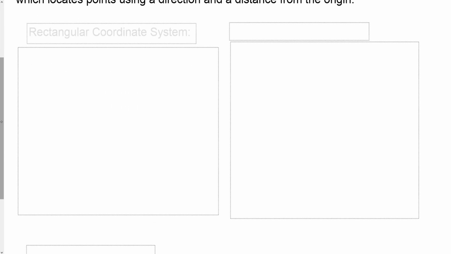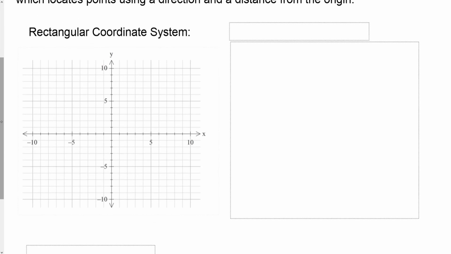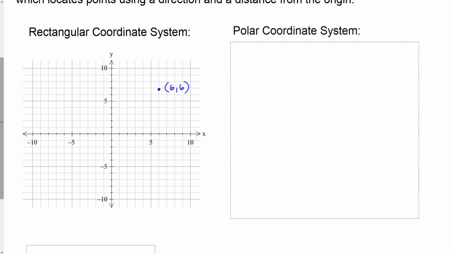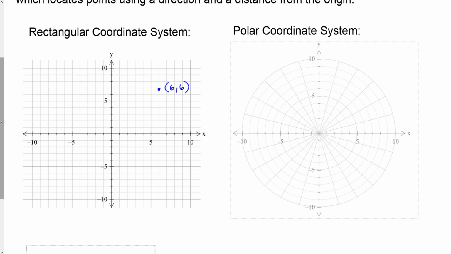So for instance, here is our familiar rectangular coordinate system. Any points that we want to locate, we can find using a pair of coordinates, x and y. So this point may be (6, 6), for instance. And you can uniquely define every single point, which is what's important in a system. But it's not the only system that exists. There's also the polar coordinate system, which uses a distance from the origin and a direction from the x-axis.